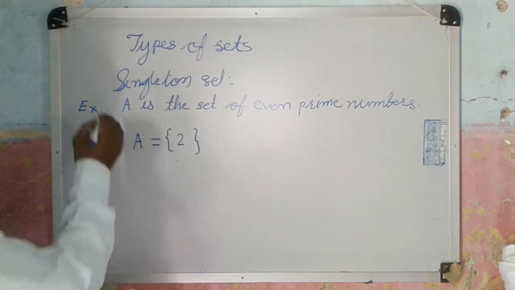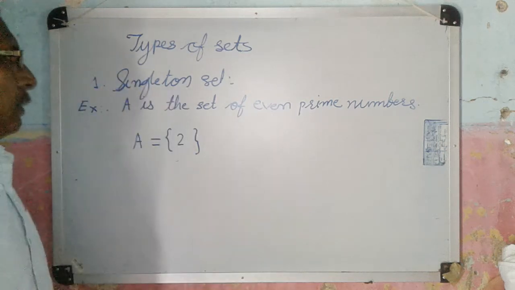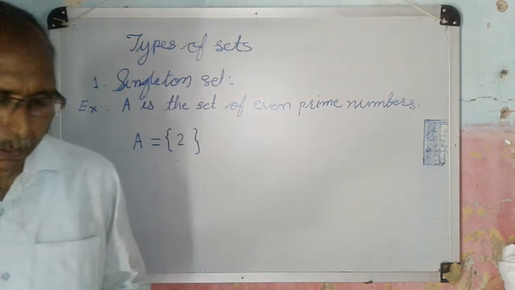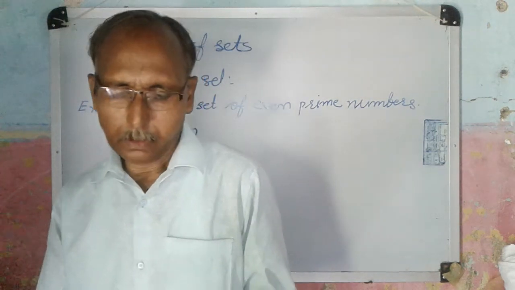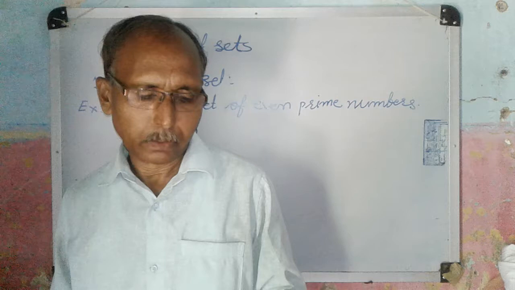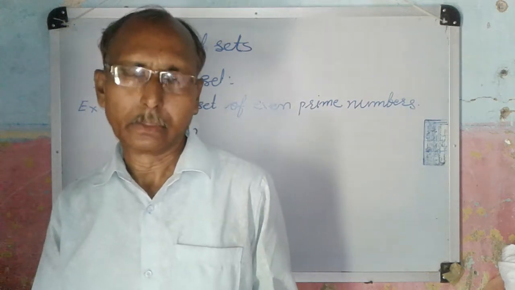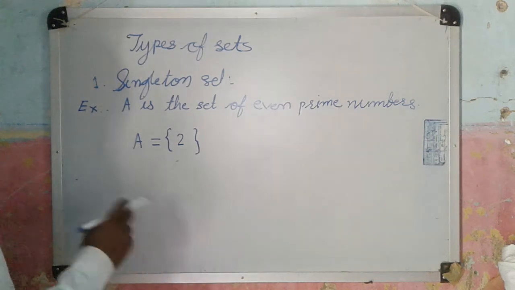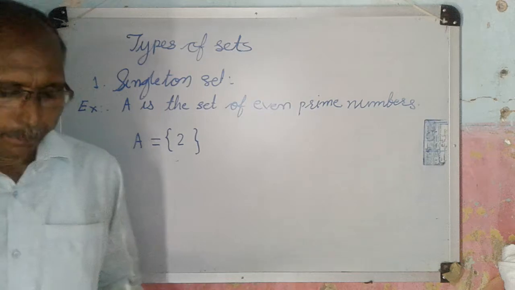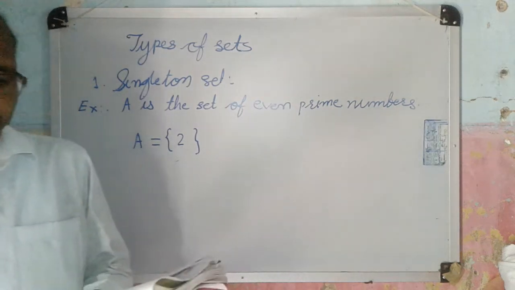The first type of set is the singleton set. The definition is: a set consisting of a single element is called a singleton set. This is one example of a singleton set. Now, we will have another type.